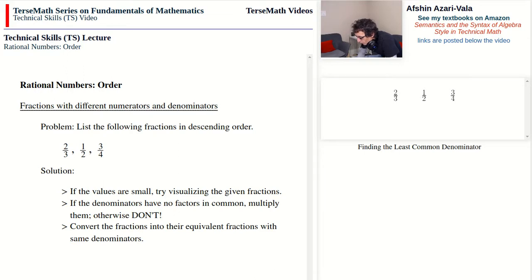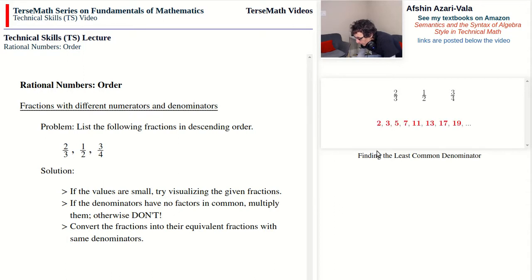Okay, so we are going to use primes, and therefore let me list them. Here there are 2, 3, 5, 7, 11, 13, 17, 19, and so on. And then what we do is we draw a vertical line, and on the right side of it, we put down the denominators of the three fractions: 3, 2, and 4.